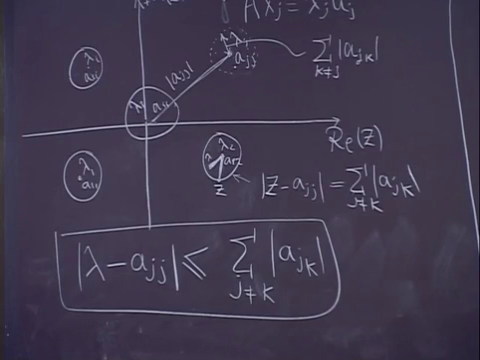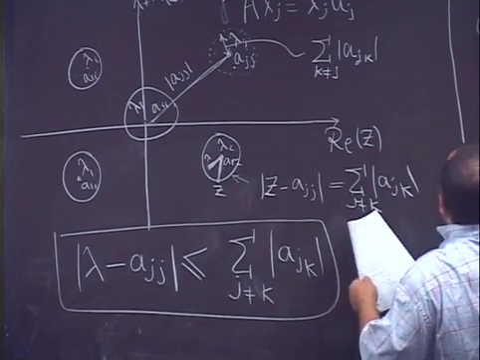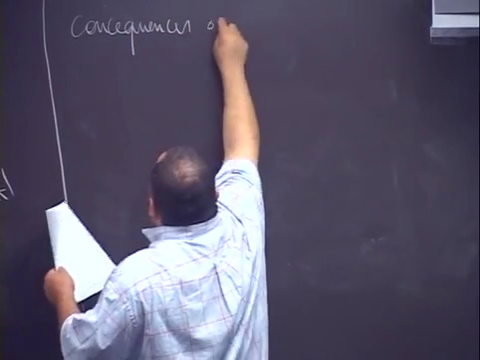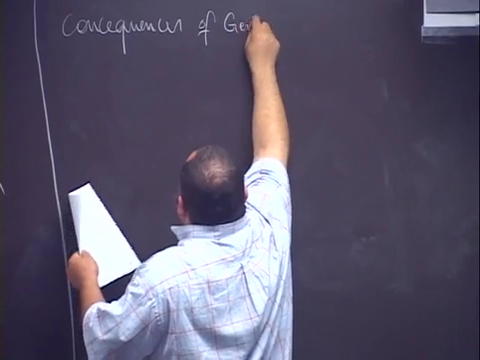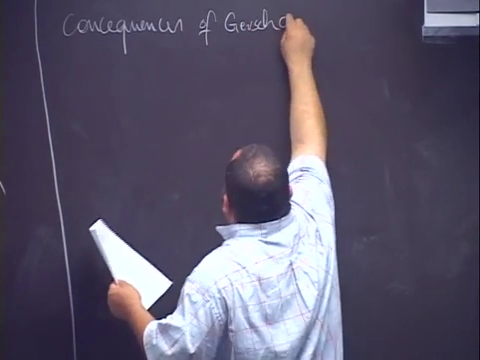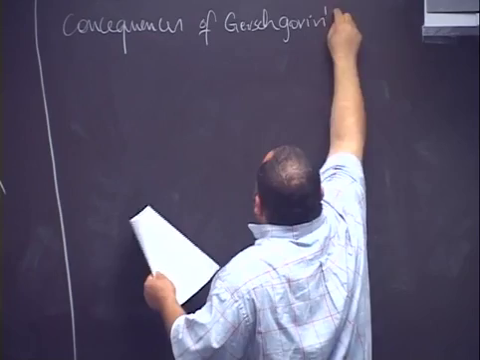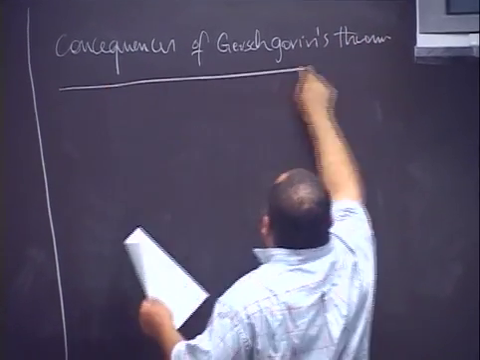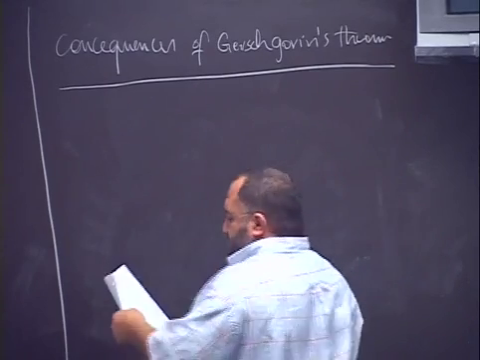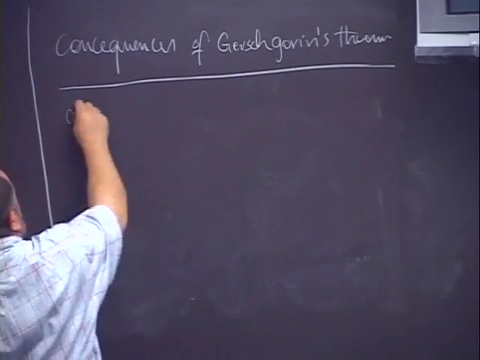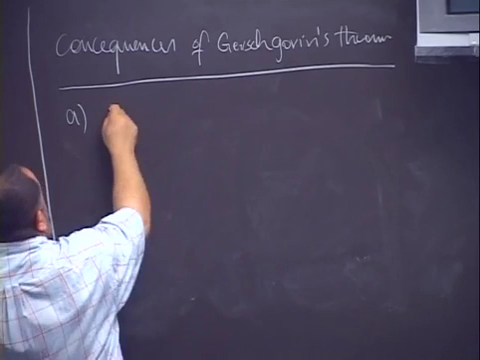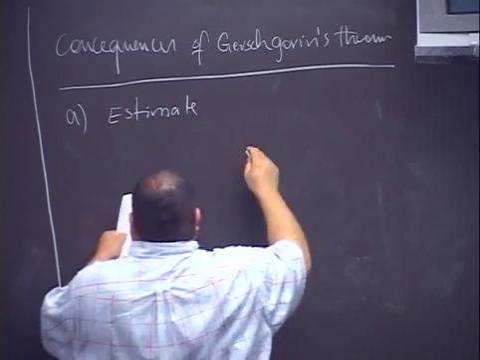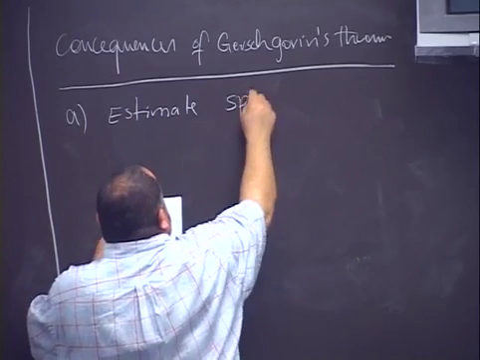So what are the consequences of this theorem? Consequences of Gershgorin theorem. So the first thing is to estimate the spectral radius.